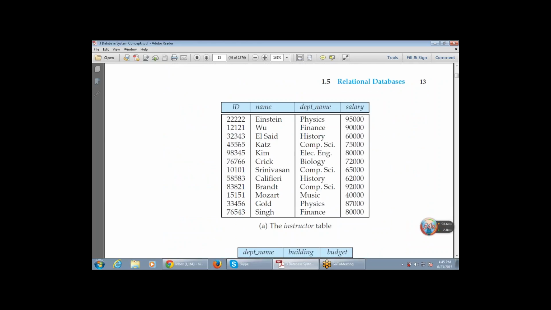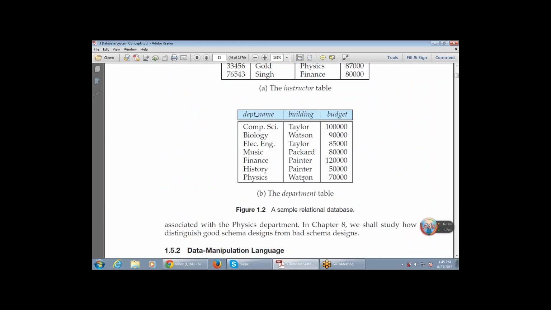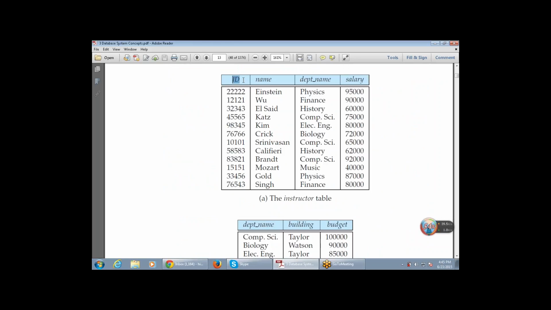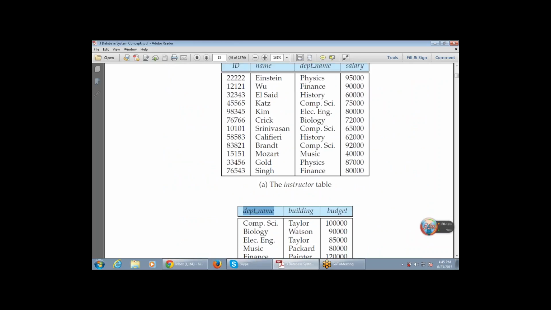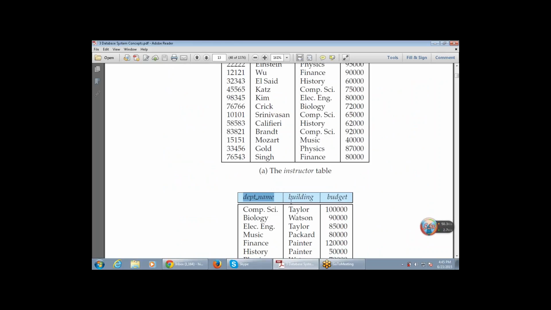This is the instructor table, and this is the department table. In the instructor table there is the ID, the name, the department name, and the salary. That is, what is the ID, what is the name of the employee, what department they belong to, and what salary the employee gets. And this is the department table: the department name, then the building, where the department is situated, and then the budget of the department.